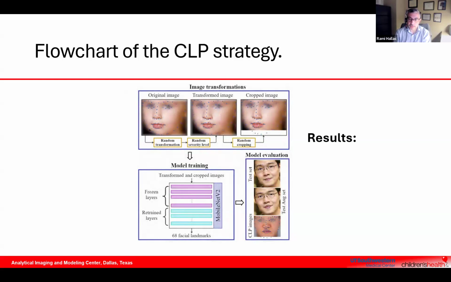When we tested the models on real CLP patient images, the results were promising. We saw a 13.7% reduction in landmark detection error compared to traditional methods. That's a significant improvement, especially in clinical settings where precision matters.